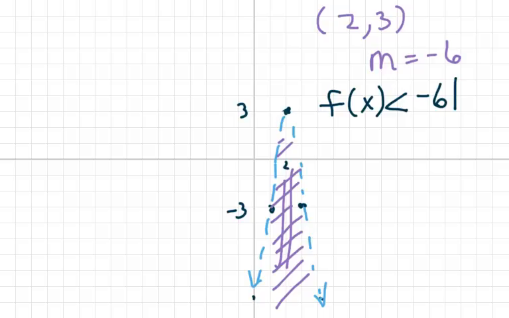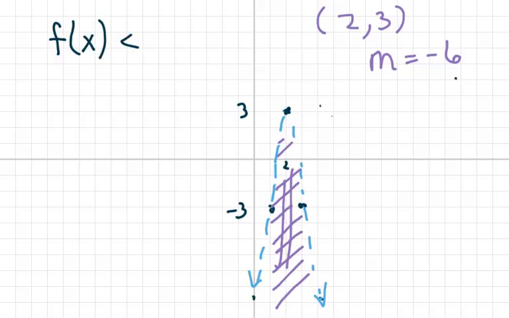Let me scoot this over on this side because I have more room. Right over here. So f of x is less than -6 times the absolute value of x minus 2 plus 3. We don't put the equal here because the lines of our graph are dashed. That means it doesn't equal it. If the line was solid, then we would put the equal as well.